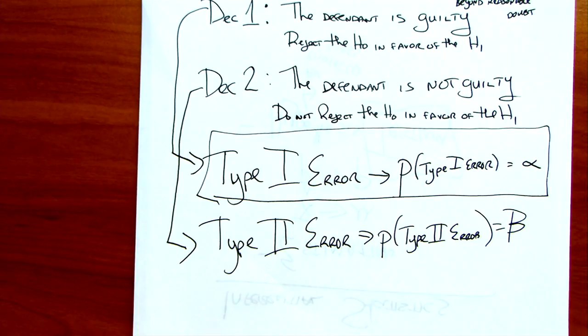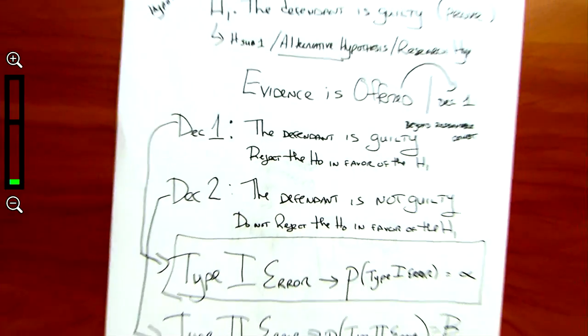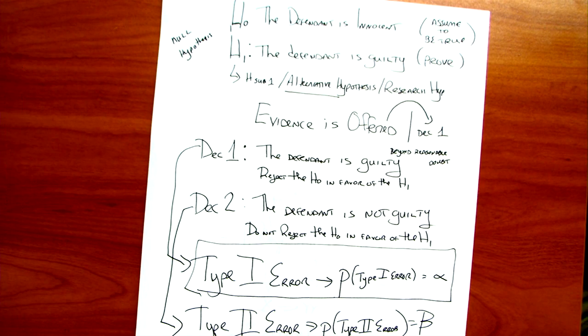Because if you think about it, if we're trying to prove something, whatever it might be, we want to make sure that there's enough evidence to say that. So all these things that I've laid out are going to be used in statistical hypothesis testing as well.